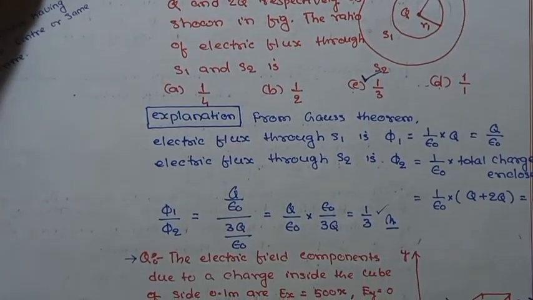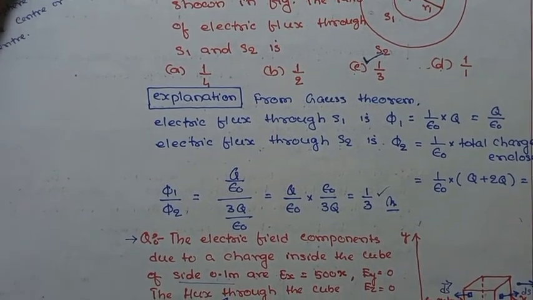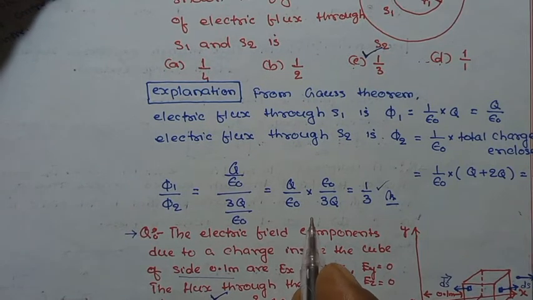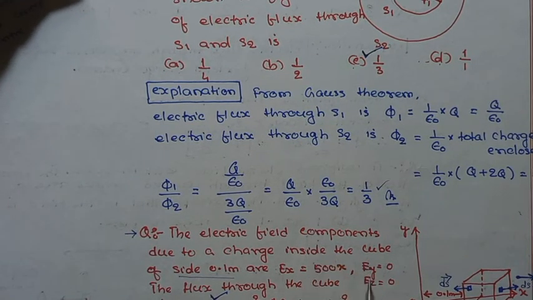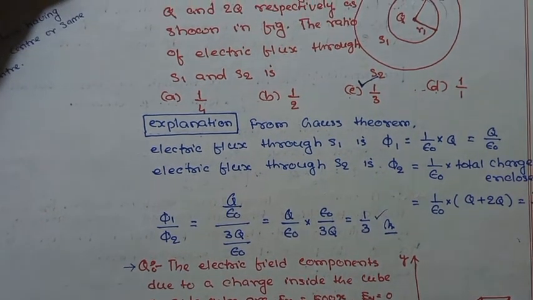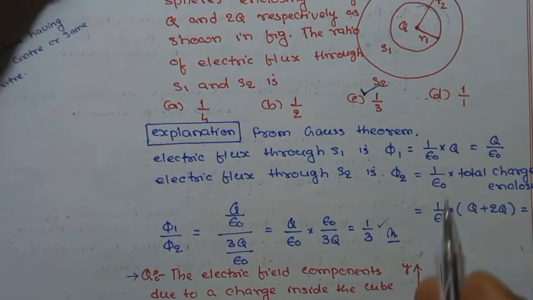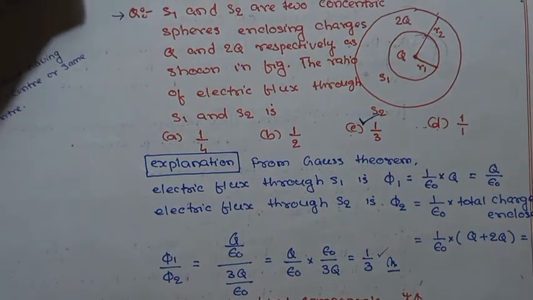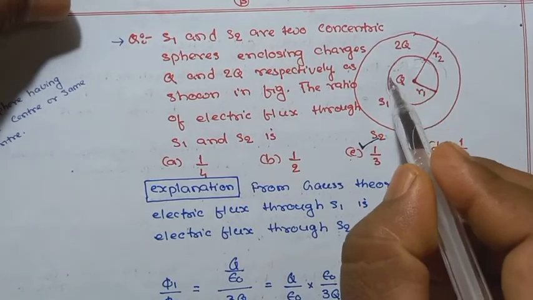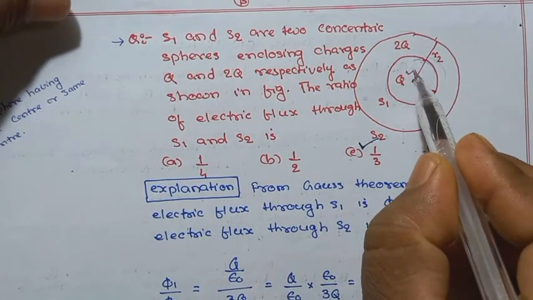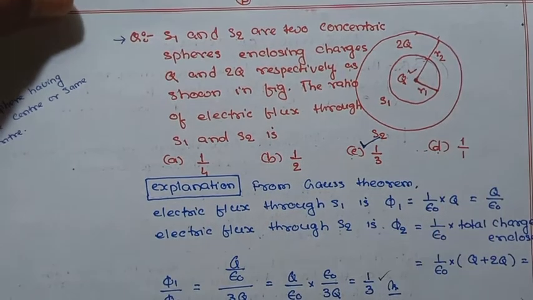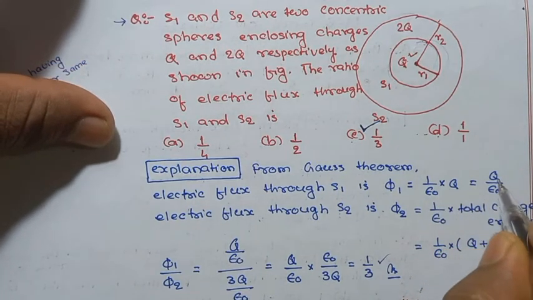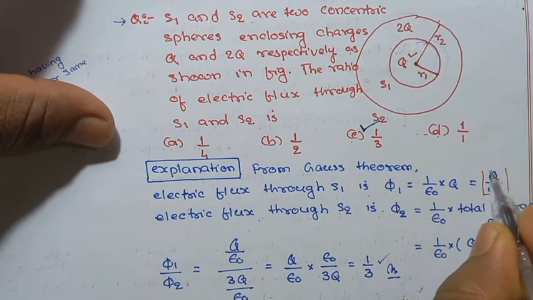Now for surface 1, that is the inner sphere, we will apply Gauss theorem, that is, the total electric flux through any closed surface is equal to 1 by epsilon 0 times the total charge enclosed. So say the electric flux coming out through the inner sphere is phi 1. So 1 by epsilon 0 times the total charge enclosed. This sphere is enclosing this charge, this Q only. So the total charge enclosed is Q. So phi 1 is equal to 1 by epsilon 0 times Q. After solving, we will get Q by epsilon 0.